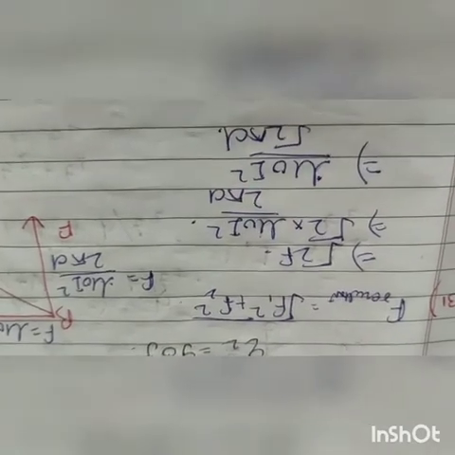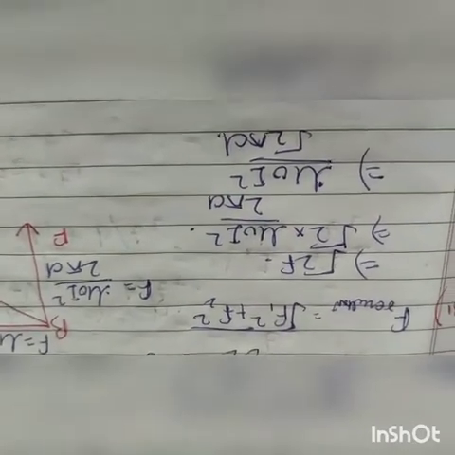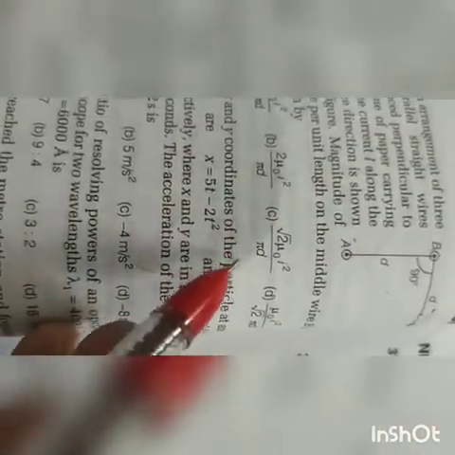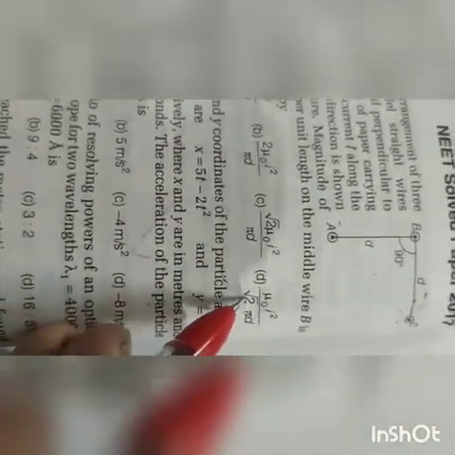So we'll just put the value and get μ₀I² by √2 πd. This is μ₀I² by √2 πd.